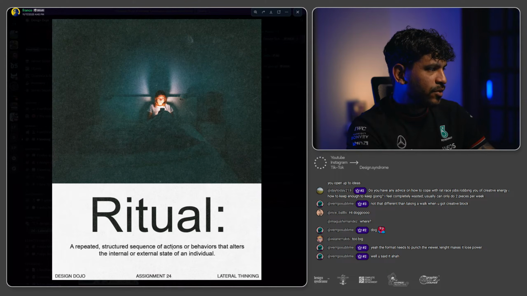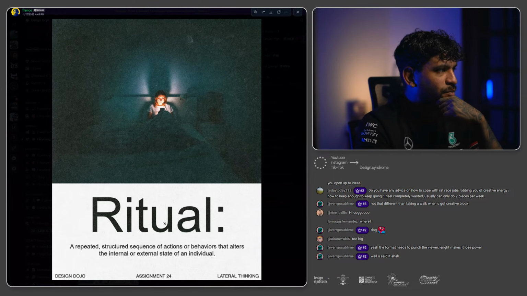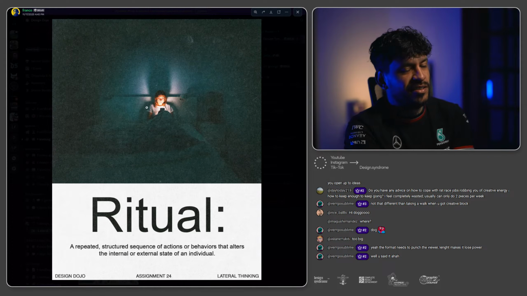Repeated structured sequence of events and behaviors that alters the internal and external state of an individual. So what could we say here to make it more? I like this because I do this, and it's also really current.